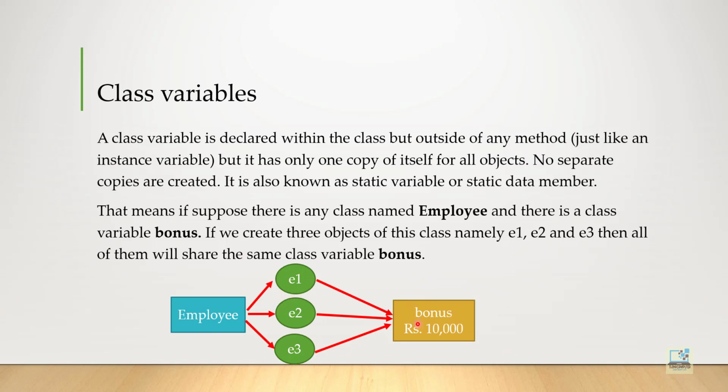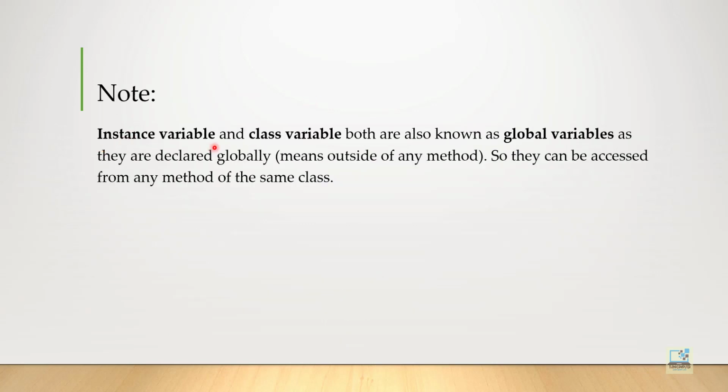Now if E1 changes the value of bonus, that affects E2 and E3. Similarly, if E2 changes the value of bonus, that affects E1 and E3, and same applies with E3 also. So a class variable is common for all the objects. No separate copies are created for a class variable. Note, instance variable and class variable both are also known as global variables, as they are declared globally, meaning outside of any method. So they can be accessed from any method of the same class. In my previous video I have explained about global and local variables. If you have not seen that, you can watch it first.